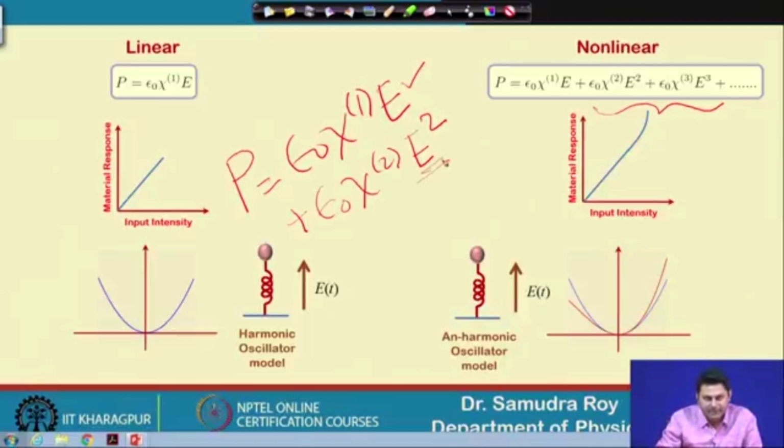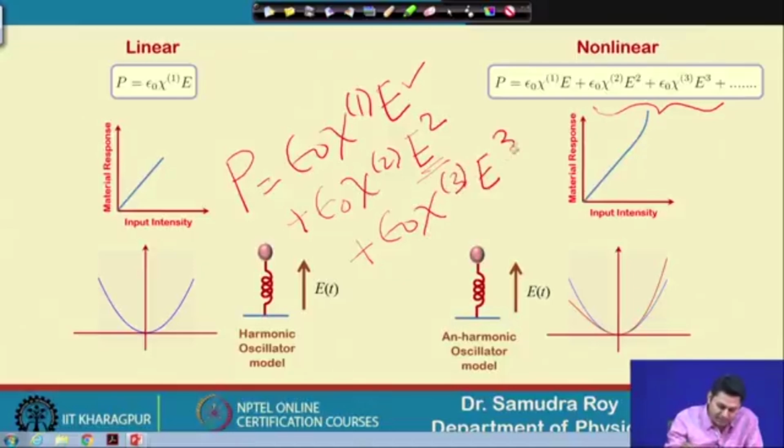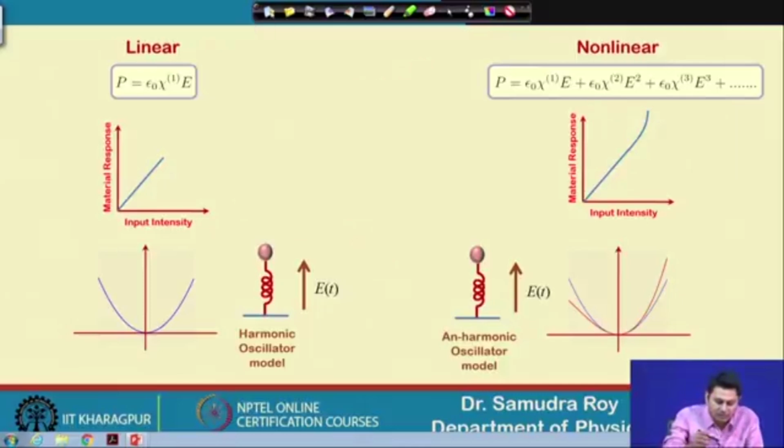term of that. It is not restricted to this square term, we can also include another term which is cube and so on. So, this is the next higher order effect and so on. So, this is essentially the equation which suggests that my polarization not only depends on the electric field E, the polarization is also related to E square and E cube.